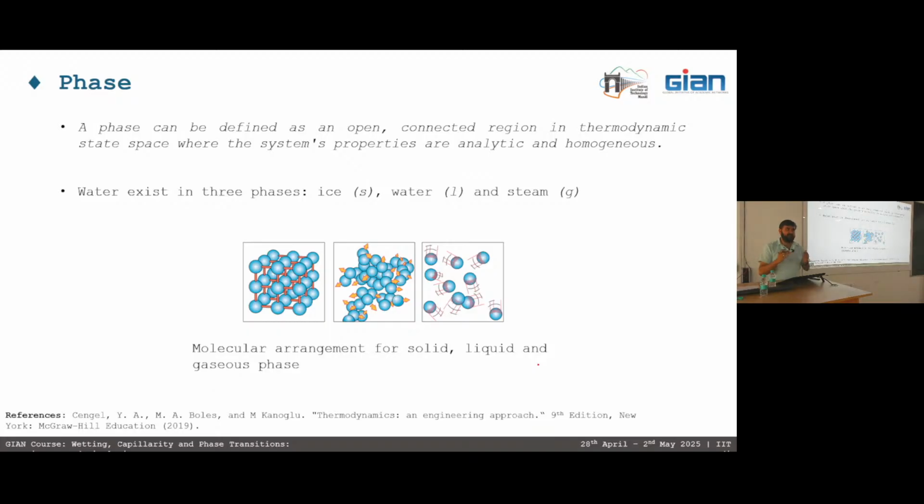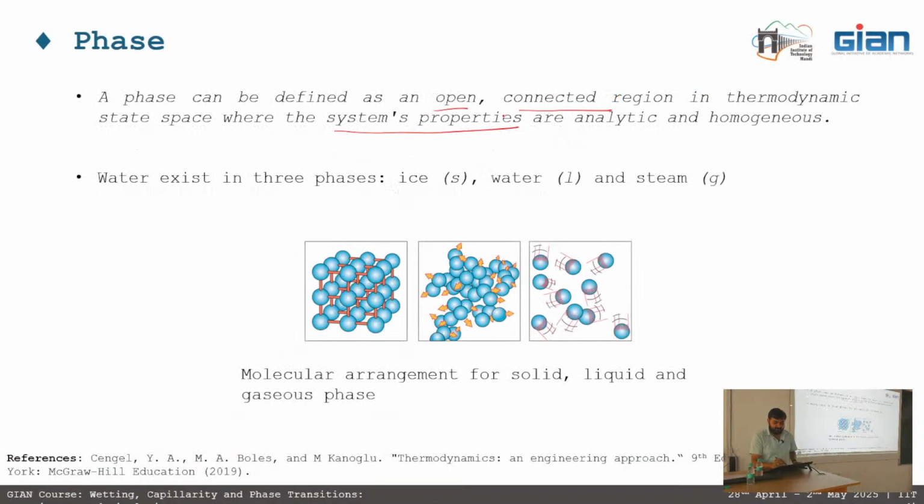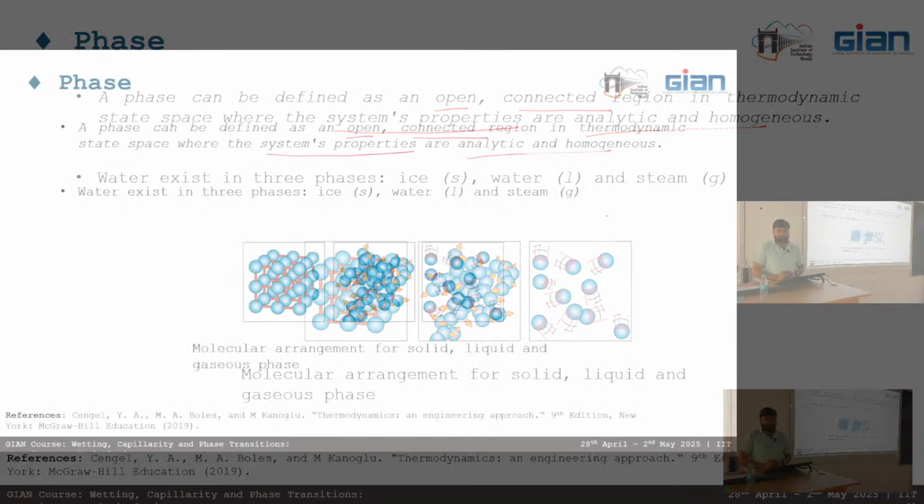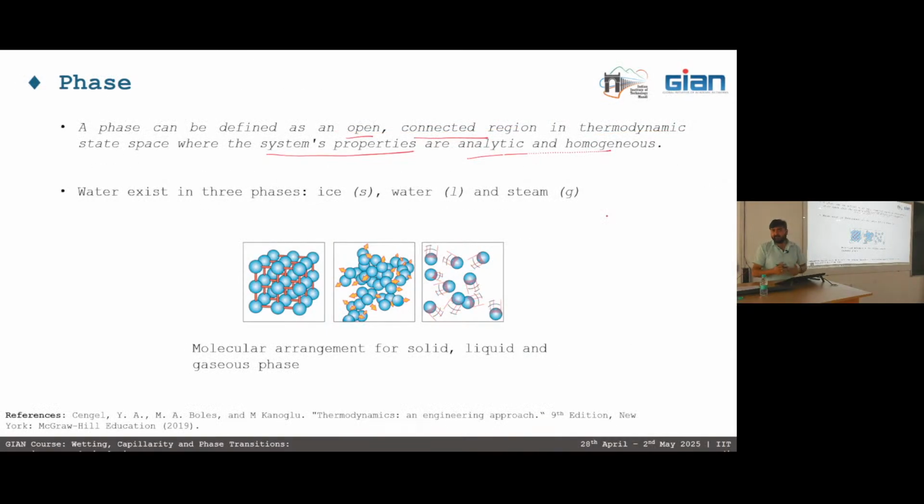So phase, in terms of thermodynamics, can be defined as an open region in thermodynamic state space where system properties such as your Gibbs free energy or any thermodynamic potential are both analytical and homogeneous. By analytical we mean that it is continuous, it is differentiable in that region, and also it is smooth. So phase is a homogeneous region of a system with uniform physical and chemical properties, and as I have discussed, water exists in three phases: the ice, water, as well as steam.